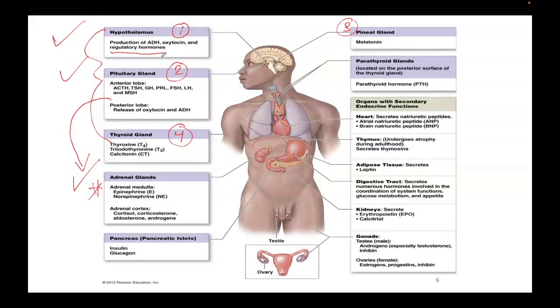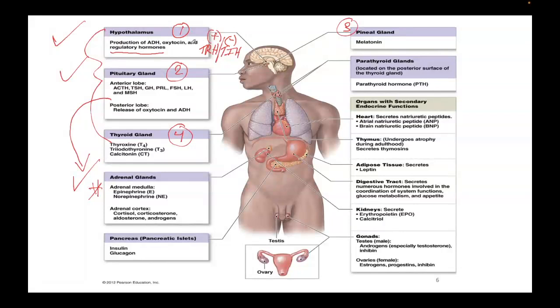So these regulatory hormones can be releasing hormones or inhibiting hormones. For example, it could release thyroid releasing hormone, or it could release thyroid inhibitory hormone, right? It's a regulator. It's either going to release a thyroid releasing hormone or a thyroid inhibiting hormone. Again, nothing other than an on switch and an off switch.